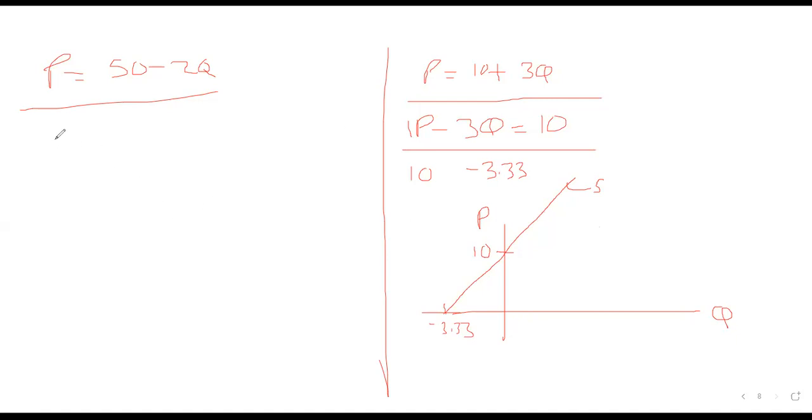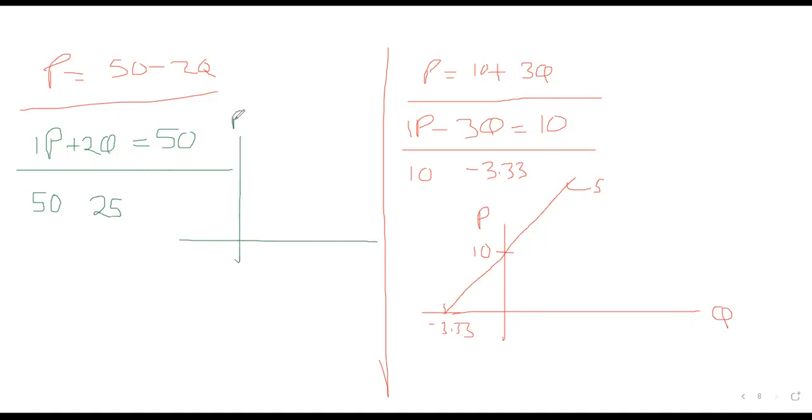So we'll move the negative 2Q to the other side of the equation. So it will be P plus 2Q is equal to 50. On P, we are going to put a 1 because it's the same as 1. So 1 will go into 50, so P will be equal to 50. Then 2 into 50, that will be 25. So Q will be equal to 25.